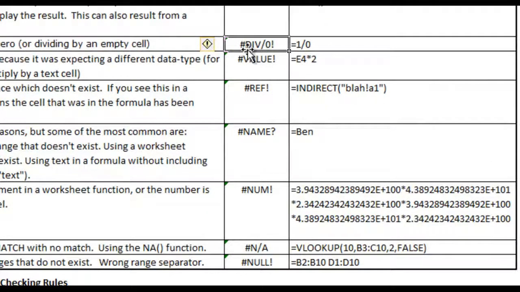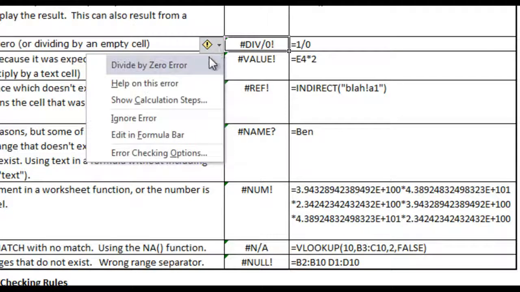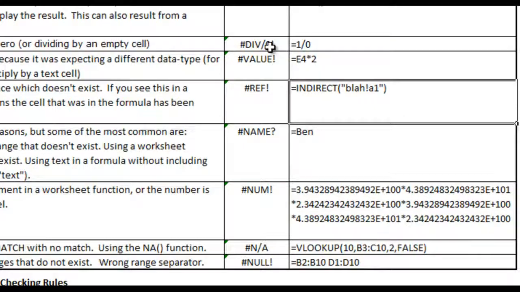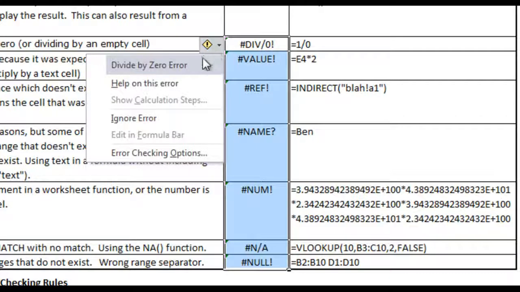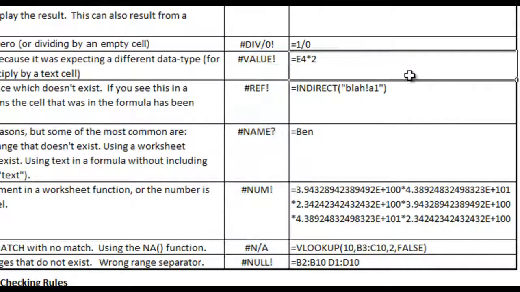If you click on any of them, you'll see this little warning label pops up. If you click on that, it'll tell you what the error is, and you have the option of getting help, showing how the calculation works, ignoring the error, which would get rid of the green triangle, editing it, or looking at your error checking options. If you highlight a large range with errors and you open that up, you can click Ignore Error and it will remove the green triangle from all of them, which can be useful if these specific cells are working correctly, but you still want to check for that error in general and don't want it to look like there's a problem with the spreadsheet.